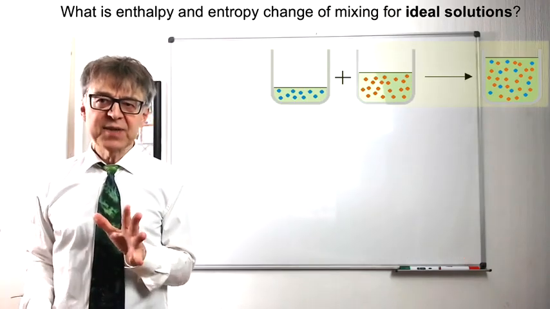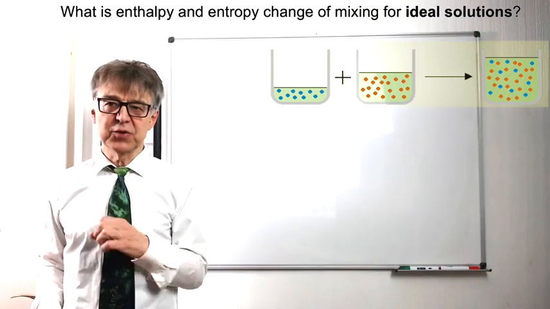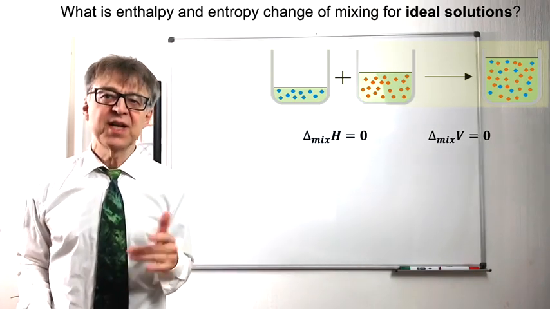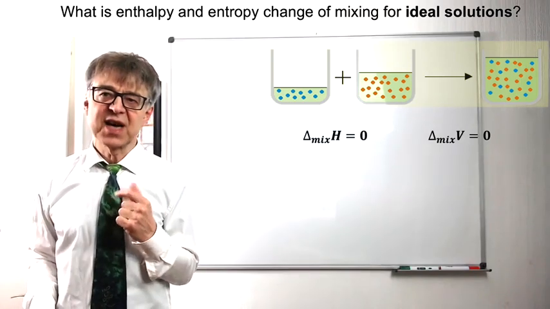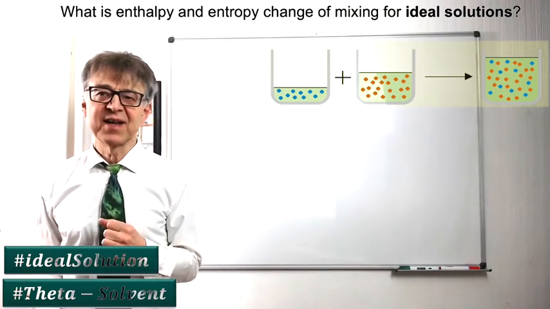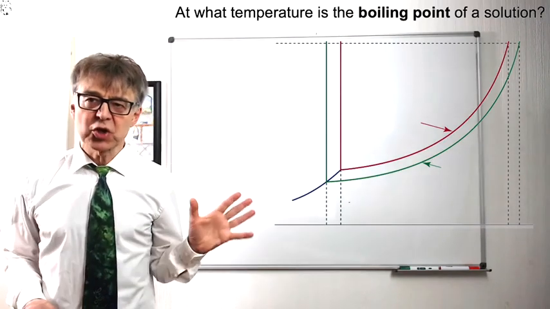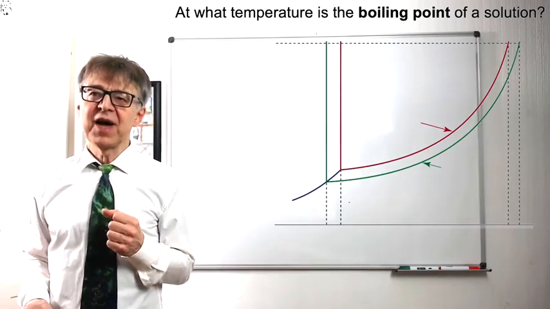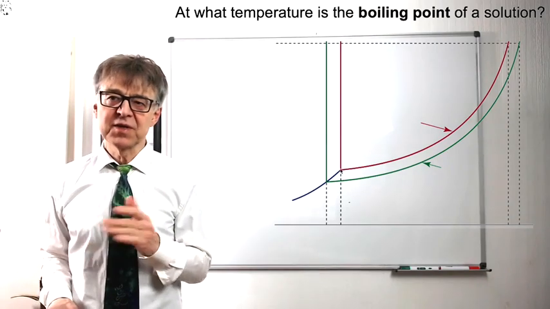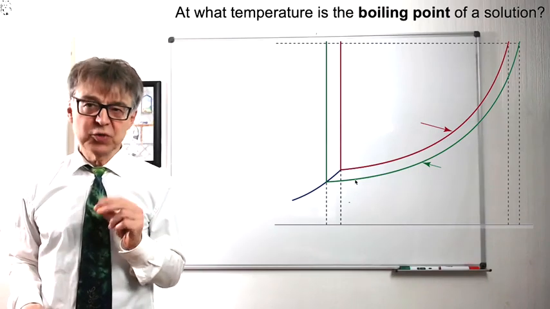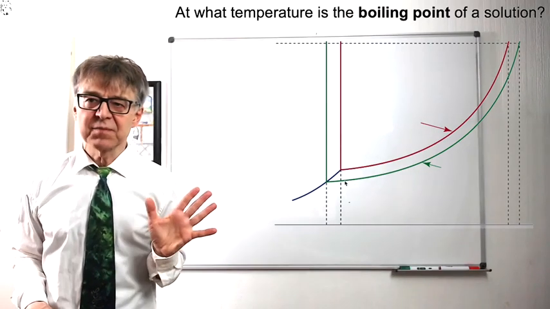The following explanations apply to ideal solutions. That is, solutions in which intra-component and intercomponent interactions are similar. Chi is 0. In this PT phase diagram we see the vapor pressure curve, melting pressure curve and the triple point of a solvent marked in red. The corresponding curves for a solution are drawn in green.